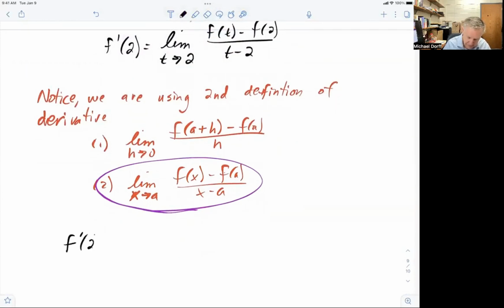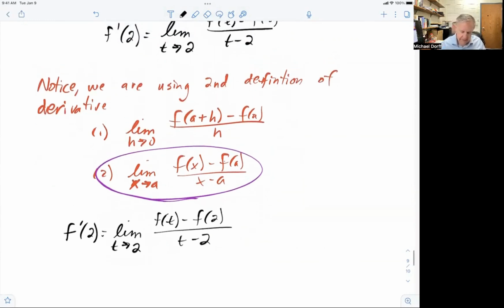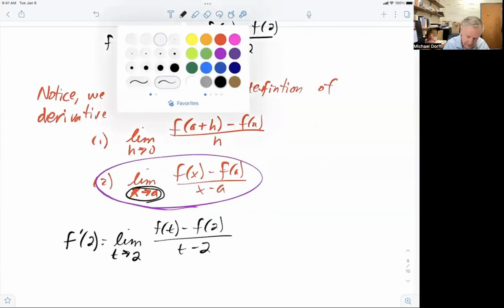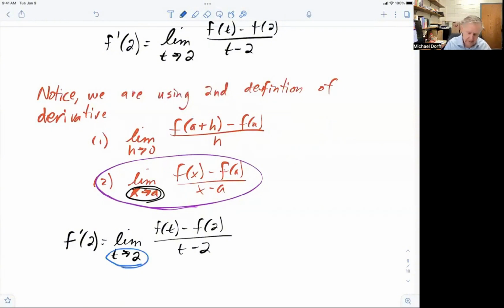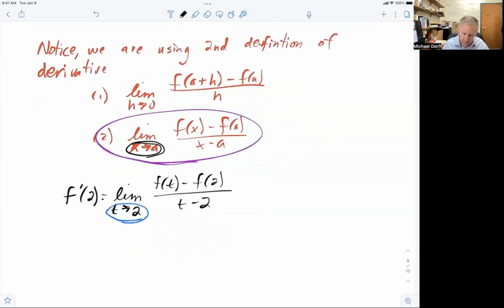So I've got f'(2) equals the limit as t goes to 2 of f(t) minus f(2) all over t minus 2. And just in case anybody's wondering, it doesn't matter if I have an x in that, like that circle part, where I have x going to a. In this one that I'm doing right now, I've got t. It doesn't matter what letter it is, it works out the same way. All right, so recall here that f(t) equals 1 over t.